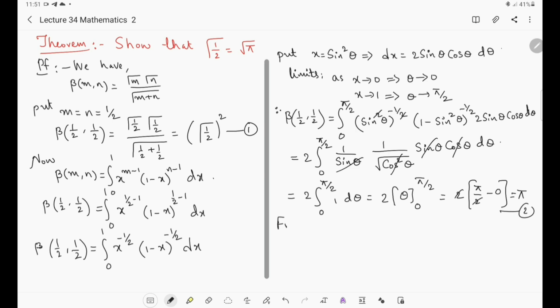Now from 1 and 2, so what am I getting here? Beta of 1 by 2 comma 1 by 2. The value of beta of 1 by 2 comma 1 by 2, I got it to be pi. This is equal to, right hand side what is there? Gamma half whole square is there. So finally what we will get? Gamma half value is, you take that square to the left hand side, I will get it to be root pi, right? So gamma half equals root pi. That we have proved.